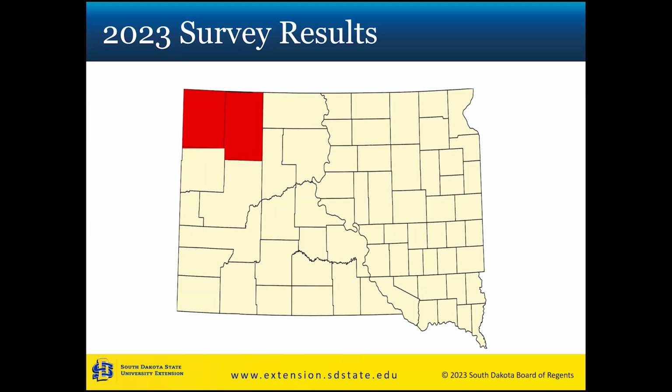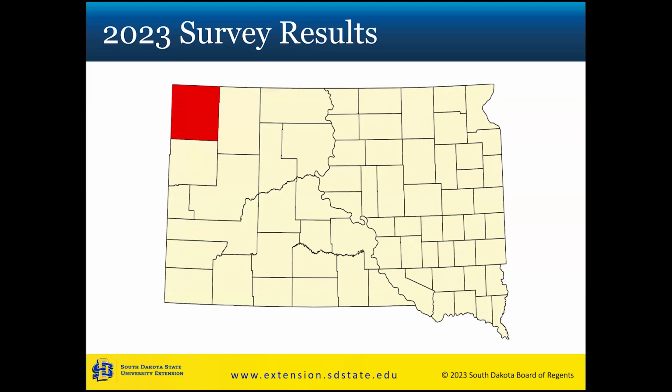And so when we look at the 2023 survey results, we sampled all 66 counties, somewhere between 2 and 4 fields per county in 2023. And after all of that driving and scouting and the thousands of sweep net samples that were collected, we only had infestations detected in Harding and Perkins County, which, if you remember, matches the historical information that it's the far northwestern 2 counties that are going to have the heaviest infestations.